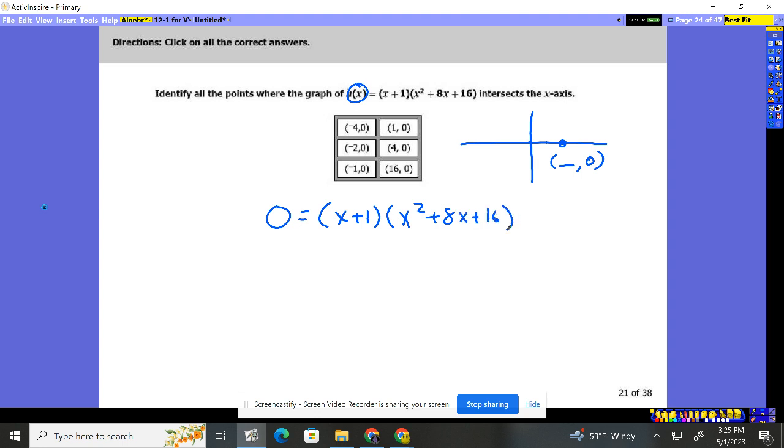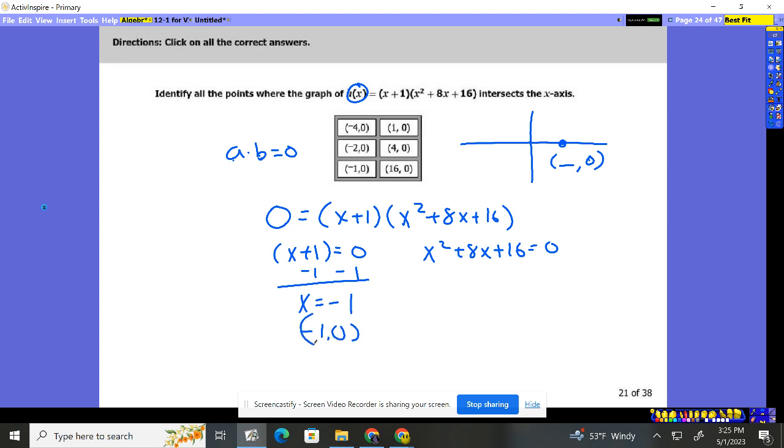Well, you have this times this equals 0. If two things multiplied together give you 0, if a times b is equal to 0, you know either a is 0 or b is 0. So either x + 1 is 0 or this x² + 8x + 16 has to be 0. Solving this, I subtract 1 from both sides. Negative 1 is one of the solutions. So (-1, 0) is one of the solutions. Up here? Yep, right there.